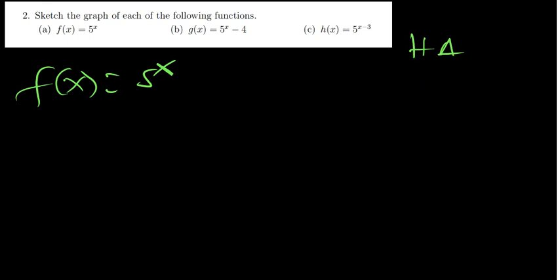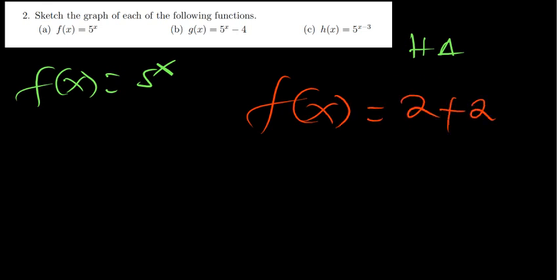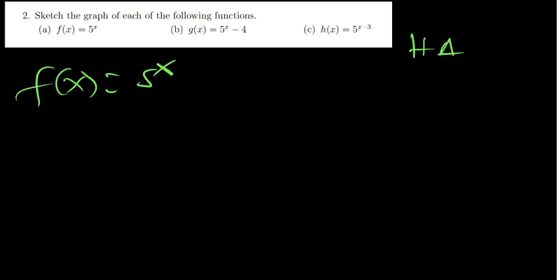Now in a case where you have f of x equal to 2 plus 2 to the power x, this is the same, it's just written in a different order, meaning the horizontal asymptote is going to be 2. So now let's start with the first one. There are a few steps you have to follow to graph an exponential function. The first is to identify the horizontal asymptote. In this case we don't have anything added, so the horizontal asymptote is going to be 0.